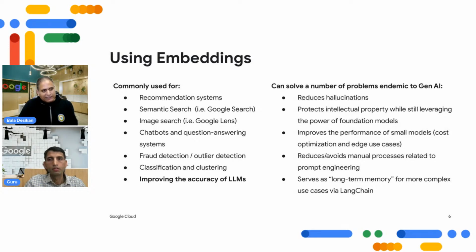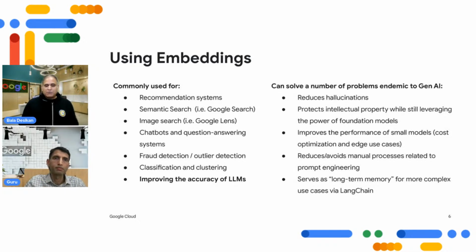Now, where are these embeddings used, right? So how do we use them? These embeddings are commonly used for recommendation systems, semantic search, image search, chatbots and question answering, fraud detection and outlier detection, classification, clustering, and improving accuracy of the LLMs.